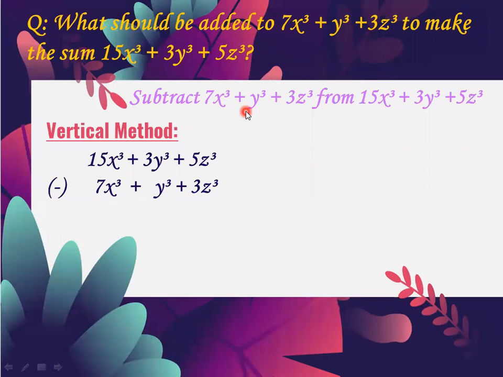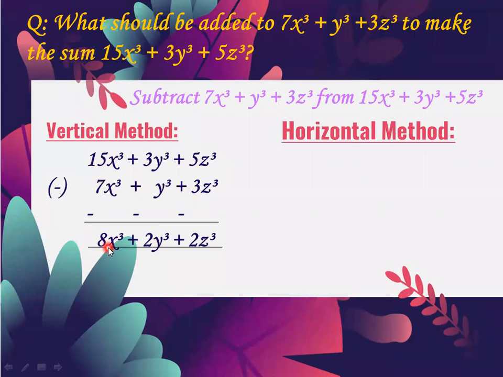cube plus 3z cube. Okay, now since you are performing subtraction, you will change the sign of your subtrahend in the next line, just like this: plus will become minus, this plus will become minus, and this plus will become minus. Now you are going to subtract it here, plus minus will be minus. So your answer will be 5 minus 3, it will become 2z cube, then 3 minus 1, it will become 2y cube, then 15 minus 7, it will become 8x cube.